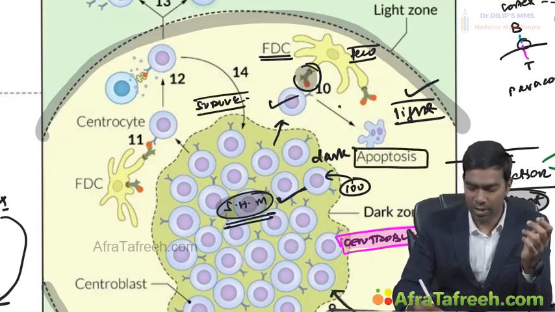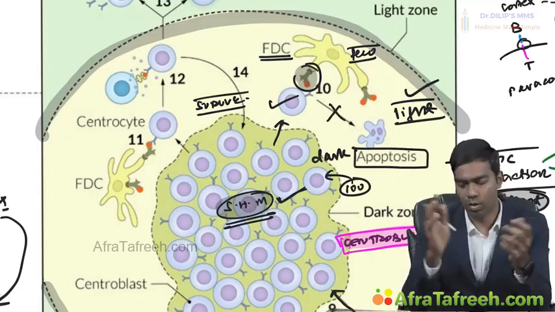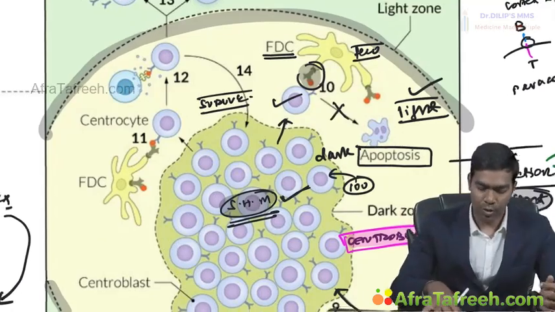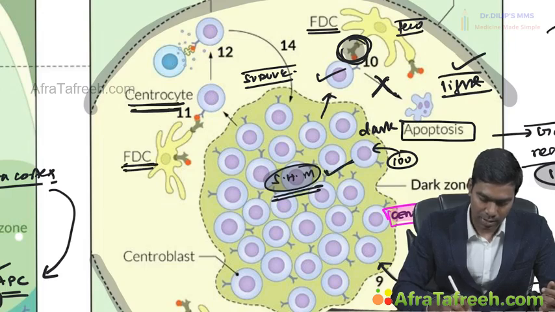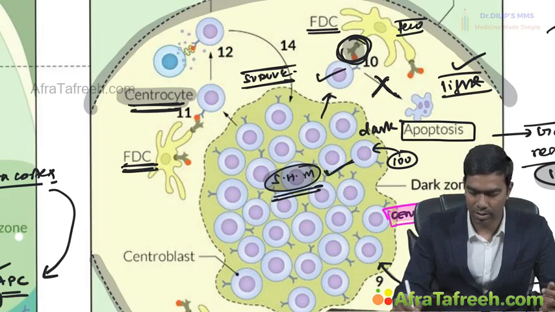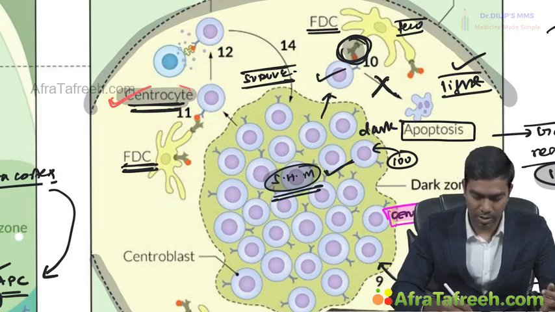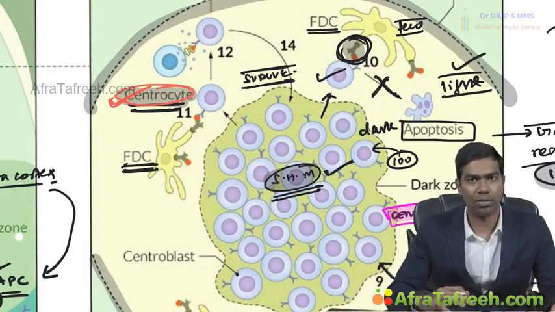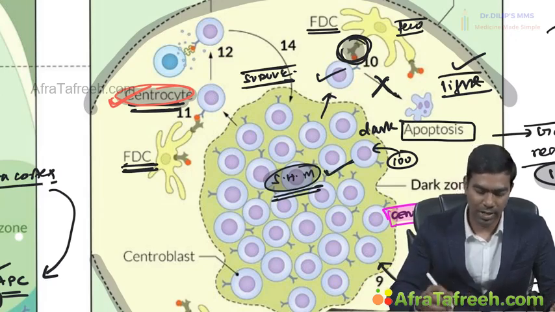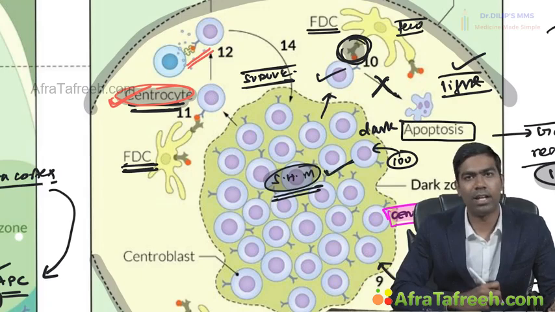And if they do not bind, they are going to go for apoptosis. That is the idea. These B cells which do not bind here go for apoptosis, and the centroblasts that bind with the follicular dendritic cells will survive, and they are the ones now called centrocytes. The centrocytes leave the dark zone and enter the light zone, in the same germinal center itself. In the light zone, once again they will be exposed to re-challenge.